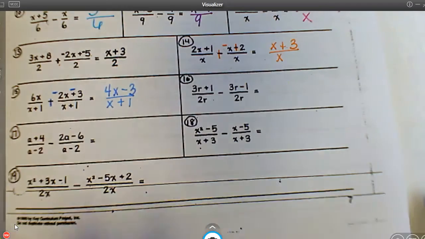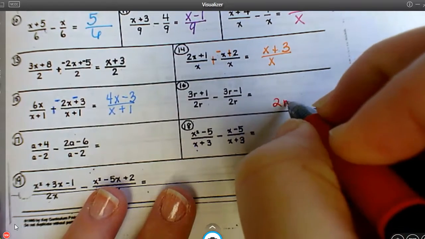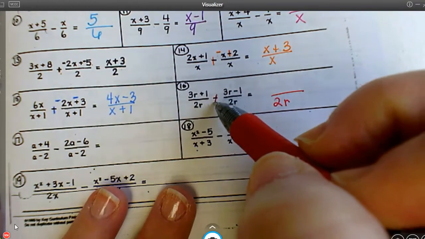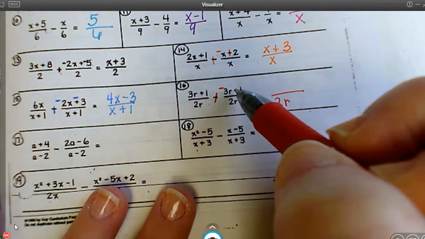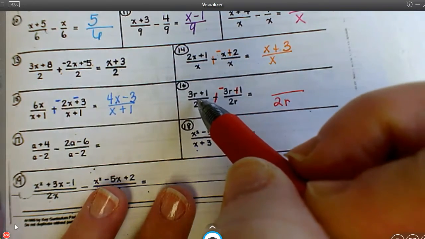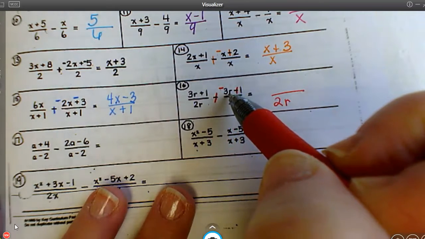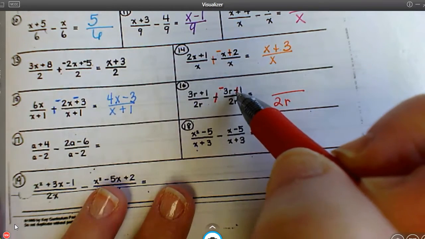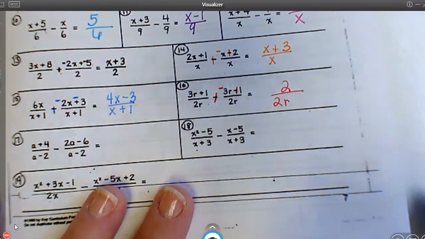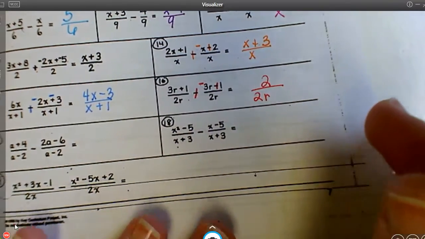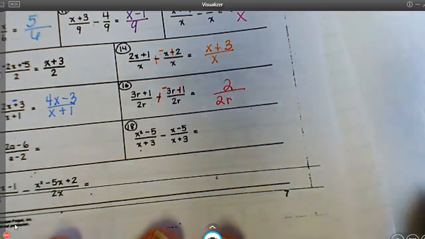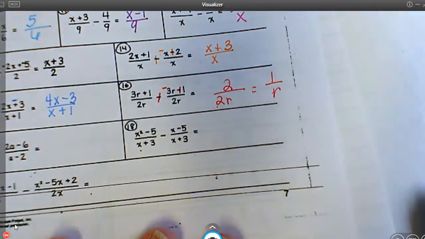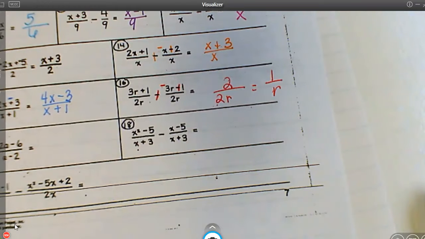Okay, for number 16, on the bottom we know there's going to be a 2r. Here we've got a minus and 2 things after it, so I'm going to change that to a plus and change both of the signs after it. So I'll have 3r minus 3r. That's 0 r's, so no r's will be there. 1 plus 1, so that'll be 2. 2 over 2r. And then because everything is just multiplied, I can reduce these 2's and make it 1 over 1r, or 1 over r.